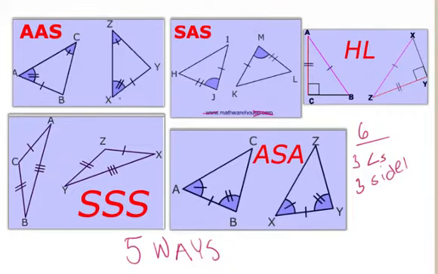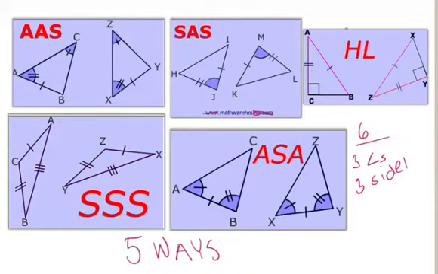So let's talk about them. Angle, angle, side. Like I said, these 2 angles and a side. We have side, angle, side. That means the order goes side, angle, then side. We have side, side, side, and angle, side, angle, and HL.